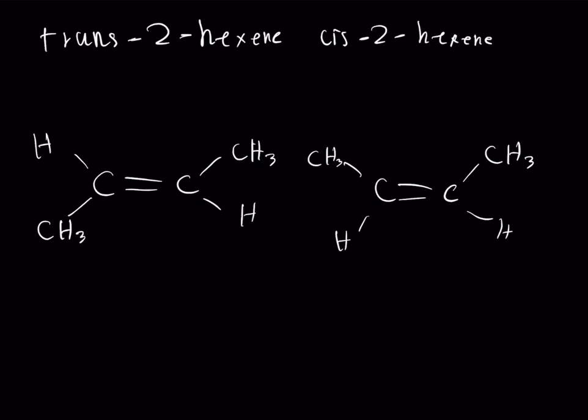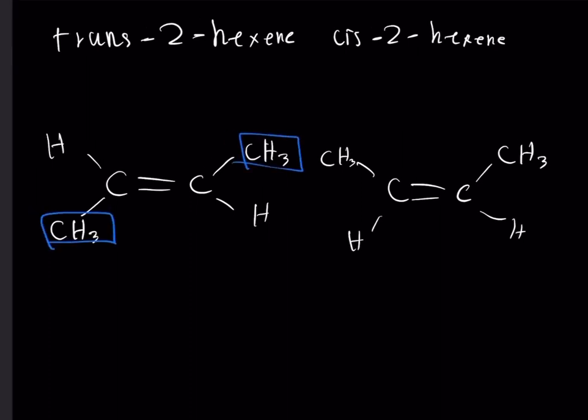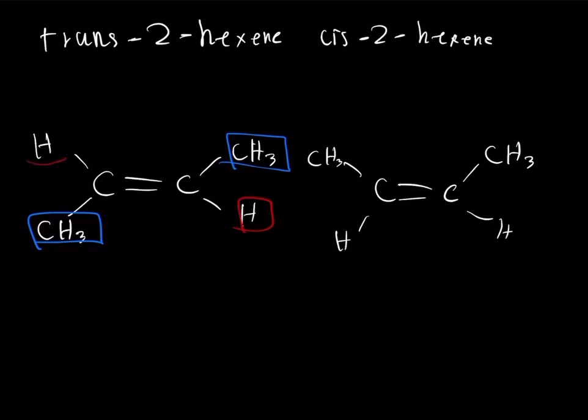So the difference between these two structures is that on the left, the trans side, you can see that the CH3s are on different sides and that the hydrogens are also on different sides. But on the right side, the methyls are on the same side and the hydrogens are also on the same side. So with cis, it's going to be on the same side. With trans, it's going to be on different sides.